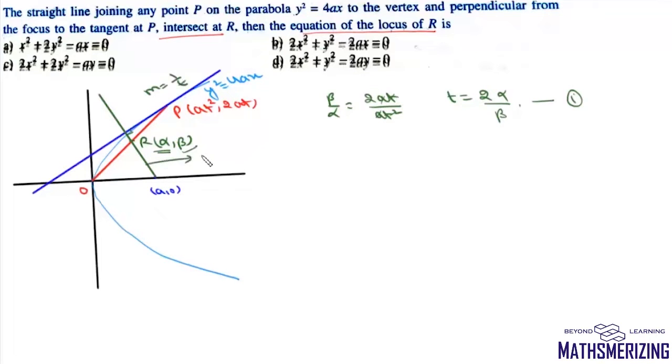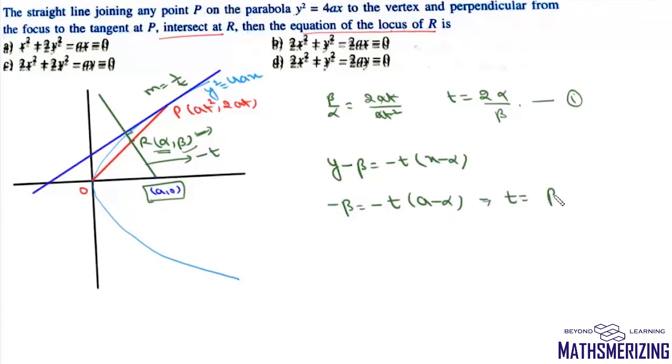So here the slope of this line will be minus t. So we'll write the equation of this line as y minus beta equals minus t times x minus alpha, and this line passes through the point (a, 0). So I'll put y as 0, and I'll get minus beta equals minus t times a minus alpha. So from here we'll write t equals beta upon a minus alpha, and that's my second equation.